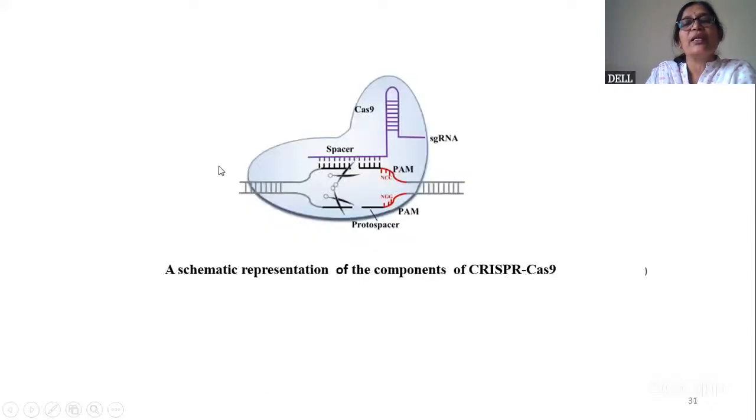So this is how it looks. So this is the spacer. The spacer makes the crRNA, and then this will be associated with the tracrRNA, and this is the protospacer and the PAM. So it has to be recognized, and the sgRNA and the crRNA will combine to recruit the Cas9 here, and endonuclease activity will occur at the protospacer.